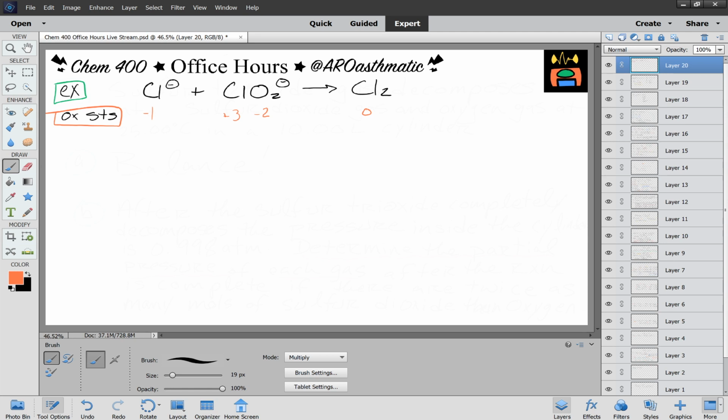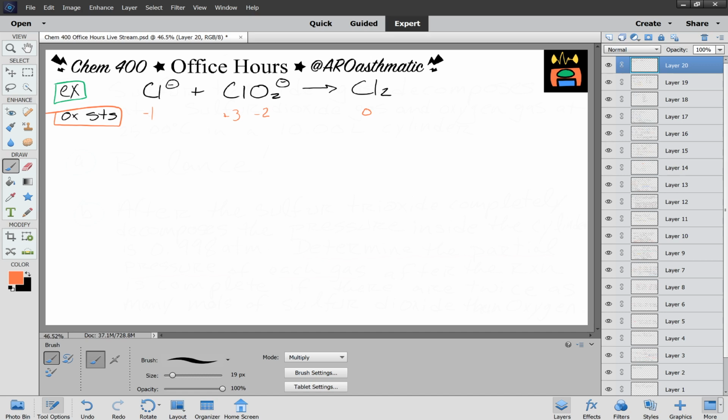because we know that our total charge on the species is -1. We have 2 oxygens with oxidation states of -2. So if our total negative charge is -4 and our net charge is -1, chlorine has to be a +3 to balance all but the last negative charge. So those are our oxidation states.